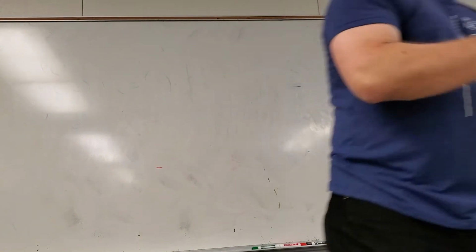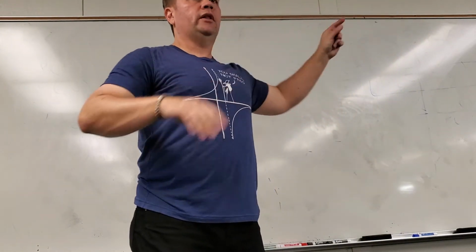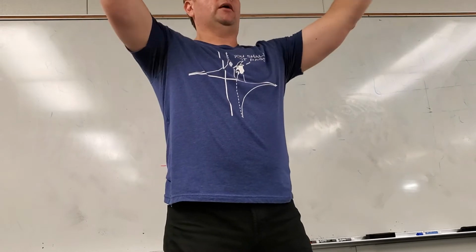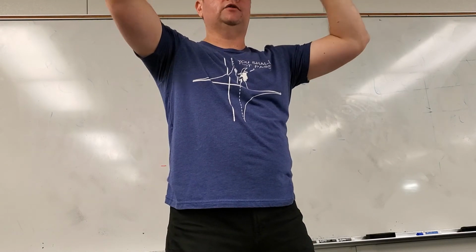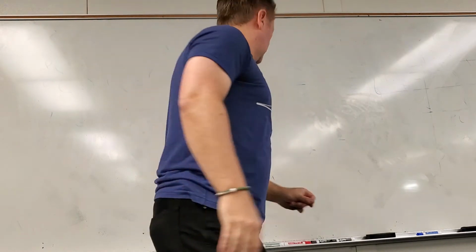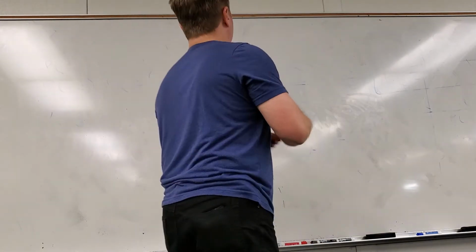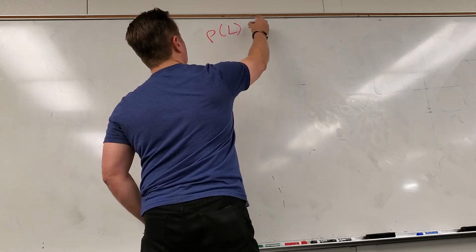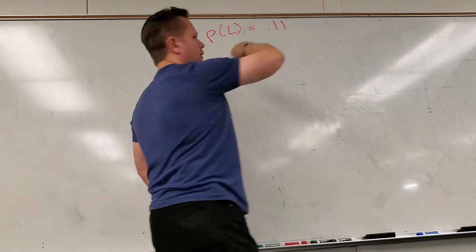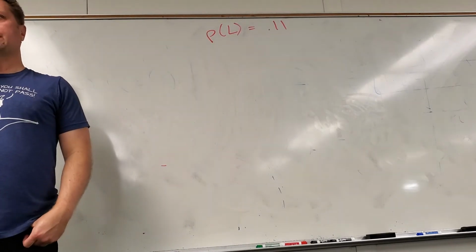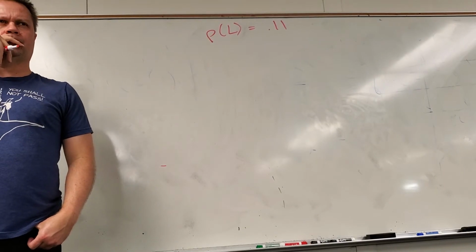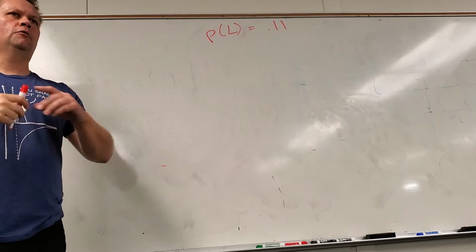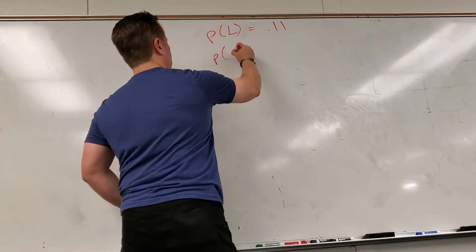So, what we're going to do today is kind of related to that. I think I said earlier it was related to what we're doing today, the one about disliking the budget plan and so forth. If I told you the probability that somebody is left-handed is about 11%, what's the probability that somebody is not left-handed?